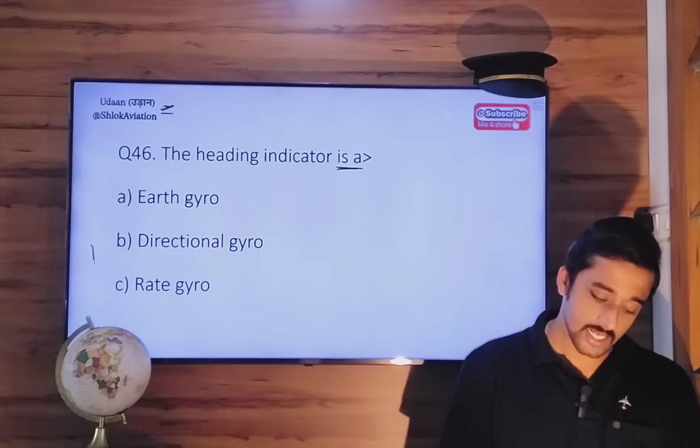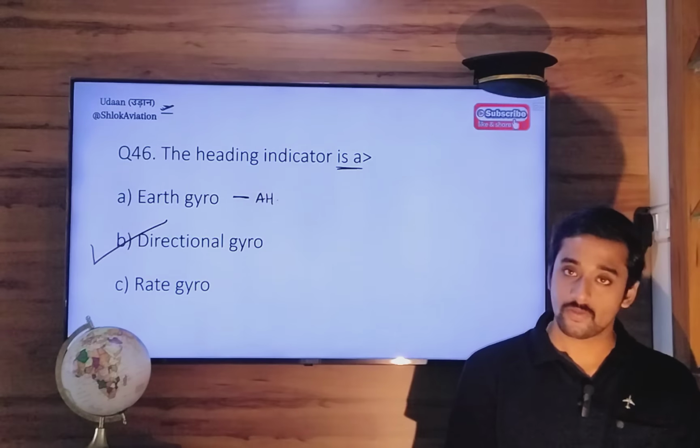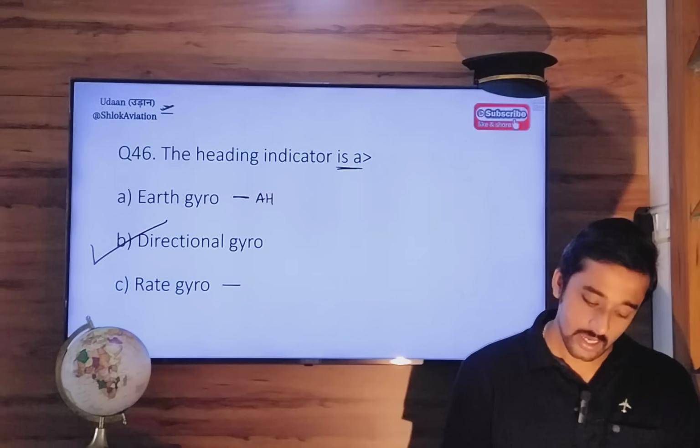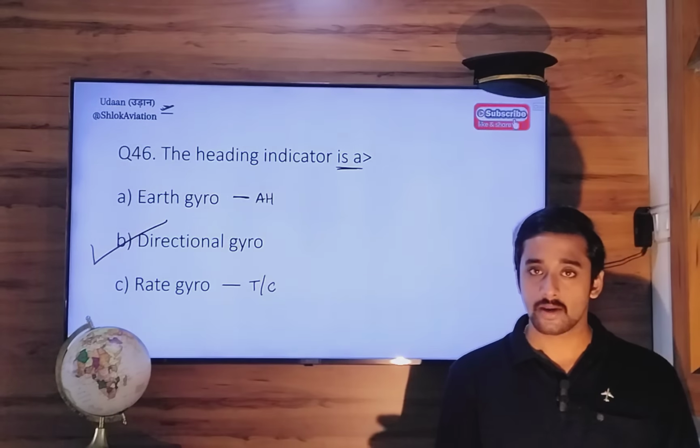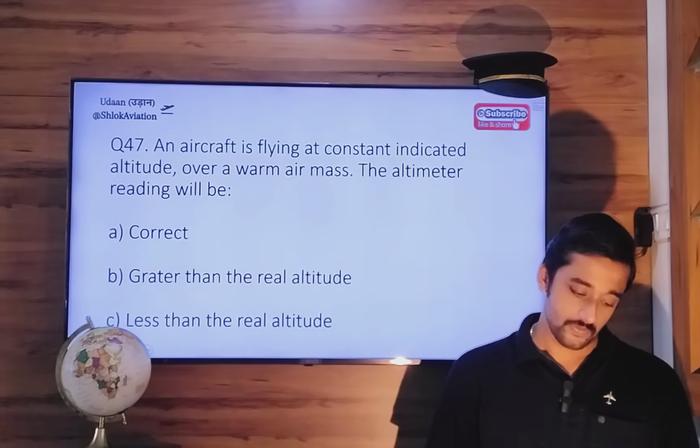The heading indicator is what? The heading indicator is a directional gyro. Earth gyro is your artificial horizon, or your attitude indicator. Rate gyro is your turn coordinator. So the heading indicator is your directional gyro.